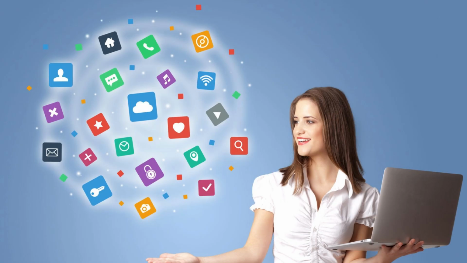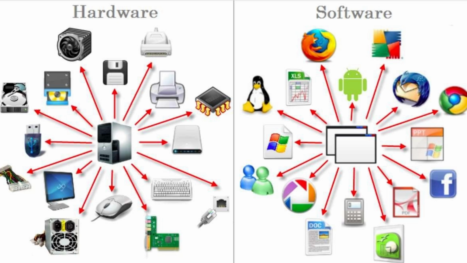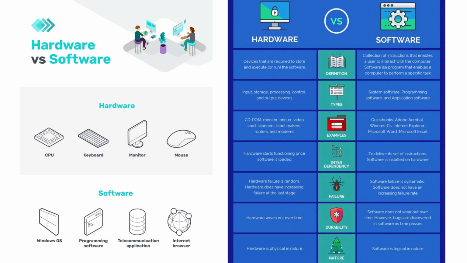For example, your mouse is a hardware device. But without an operating system, the mouse will not respond. Another example is a computer without any software installed. It will not be useful, even though all hardware components are present. So both hardware and software are equally important and always work together.